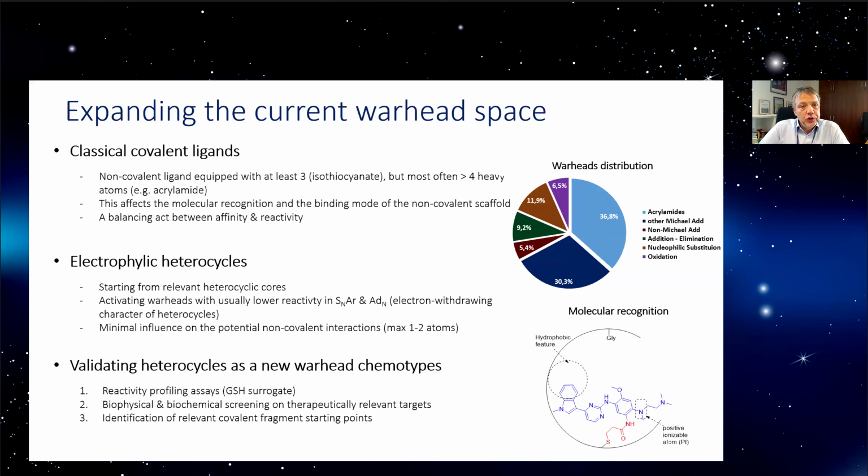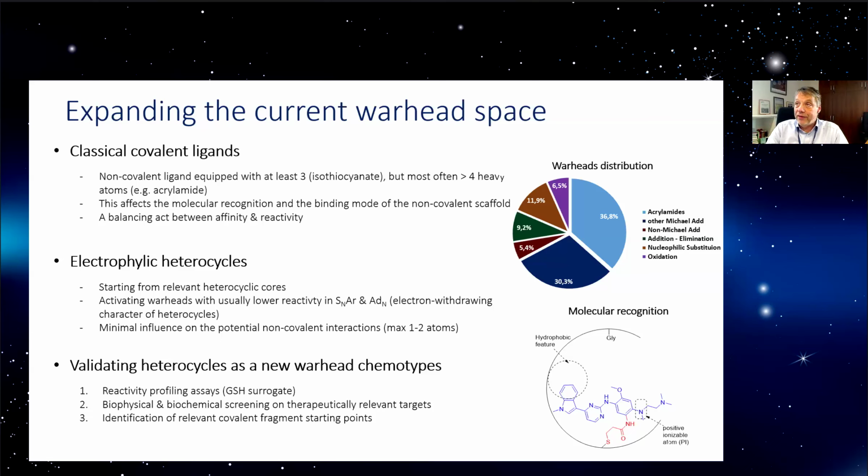So we analyzed the composition of the Michael acceptors. Typically, if a Michael acceptor warhead is installed on a non-covalent ligand, that needs at least 3, but most often more than 4 heavy atoms. And if you consider the binding mode of the original non-covalent ligand, adding 3, 4, or even more heavy atoms to the non-covalent scaffold would affect the molecular recognition and the binding mode of the whole molecule. Therefore, we thought, what about trying to minimize the extension of the original non-covalent core to 1 or 2 atoms, and this is how we reached electrophilic heterocycles.